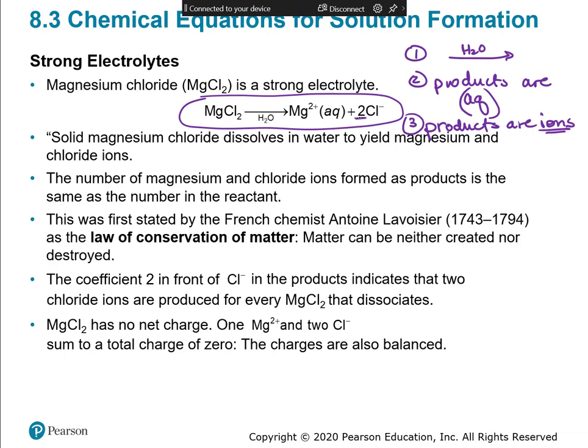Okay? So a strong electrolyte, arrow goes left to right only, because it's going to be 100%. Always the products, then like this one should be aq. They didn't put it in. The product should be aqueous. And then make sure that the products are listed as ions and they should balance.